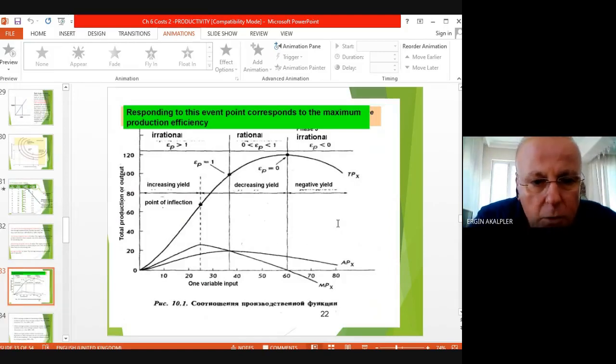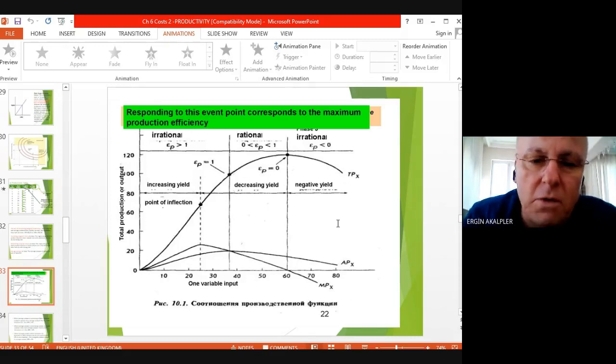Then when we look again at this curve to understand it all together, you observe again the irrational region where the elasticity is higher than 1, as I mentioned to you. The rational region is where the elasticity is between 0 and 1, and the irrational region is where the elasticity is, of course, less than 0. If it is higher than 1, it is elastic. Therefore you have to determine where you are going to stop. And it is better to realize your production operation process where the elasticity is between 0 and 1.